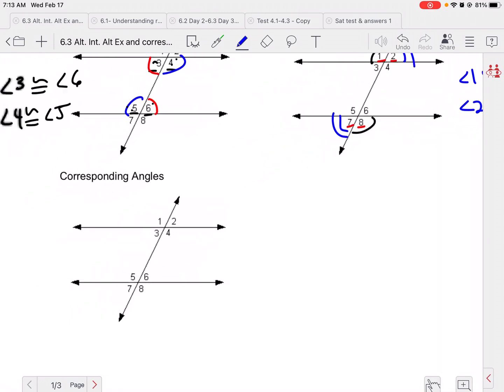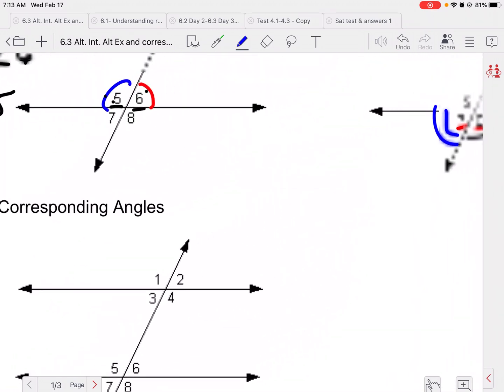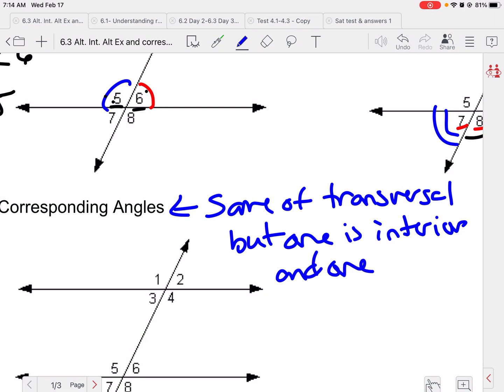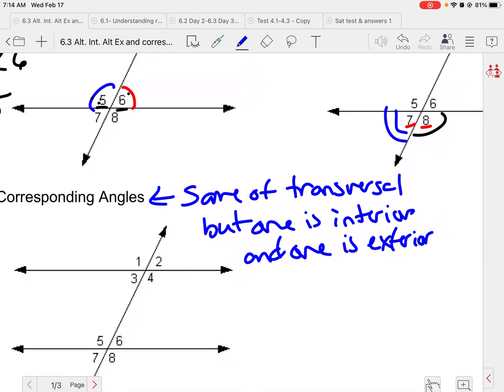All right, our last one is corresponding. Corresponding angles are on the same side of the transversal, but one is interior and one is exterior. And by one, I mean angle. Go ahead and pause the video there if you need to catch up writing that.